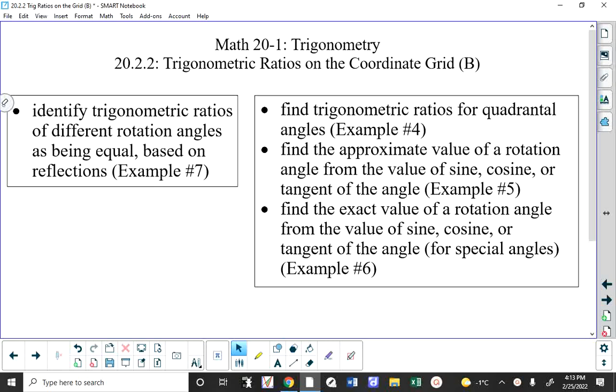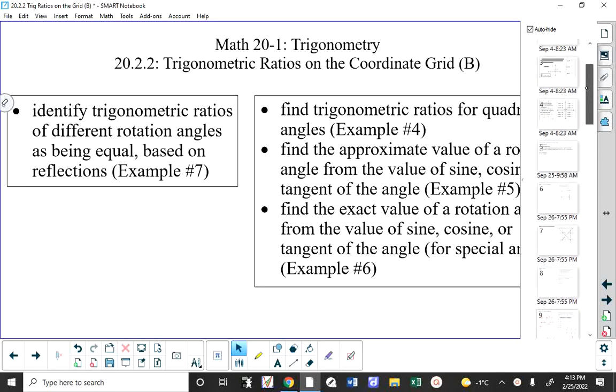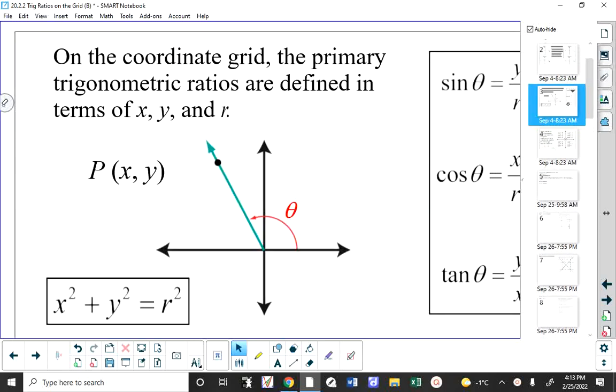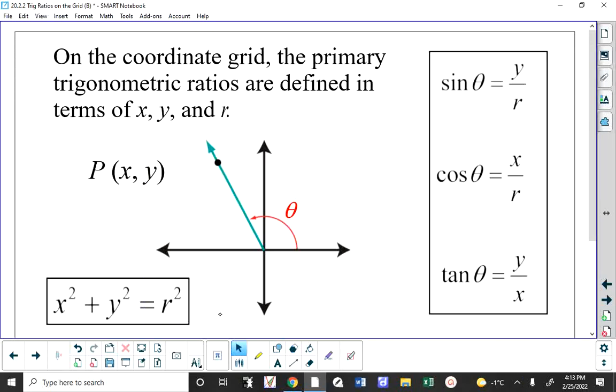We're going to continue to work on trigonometric ratios using the coordinate grid. I'll just remind you before we get started here that when you talk about trigonometric ratios on the coordinate grid, we have different definitions of how to calculate the sine of an angle, the cosine of an angle, and the tangent of the angle. And those definitions are in terms of x, y, and r, where x and y are the coordinate pair that define a point on the terminal arm of the rotation angle. This was from the last lesson. And r is the distance from the origin to that point.